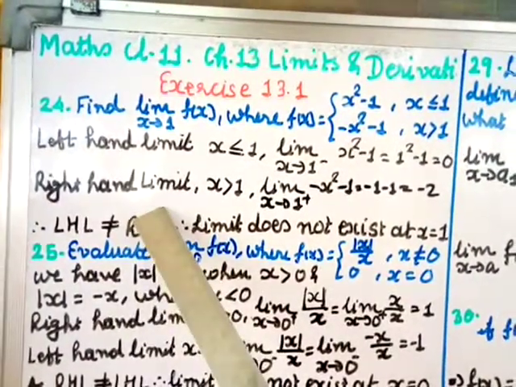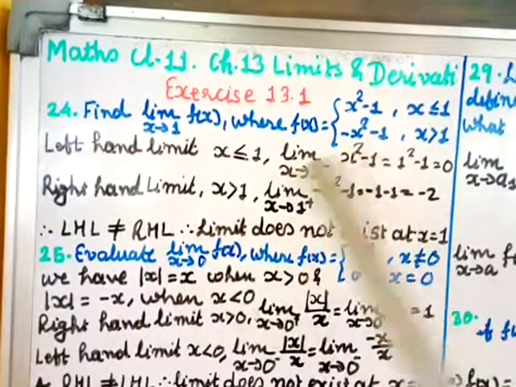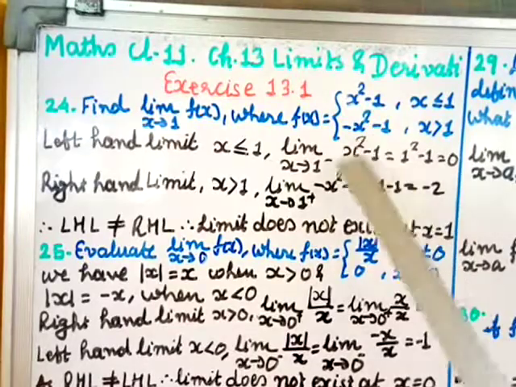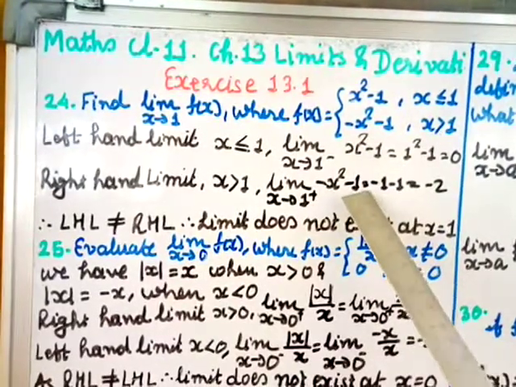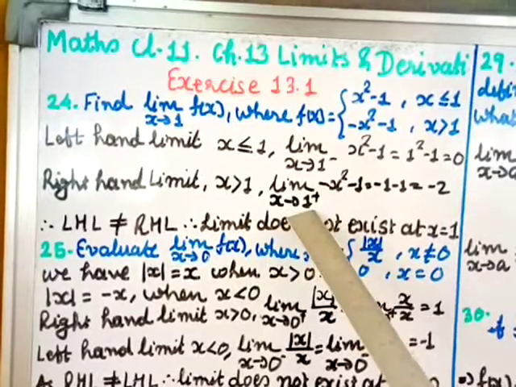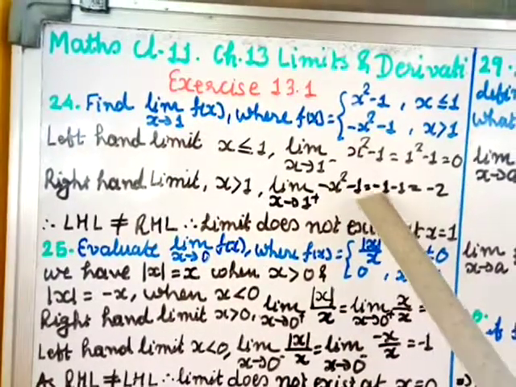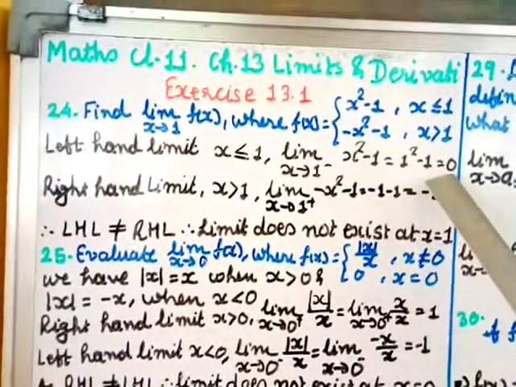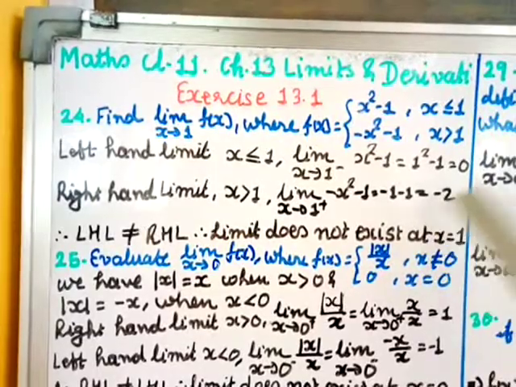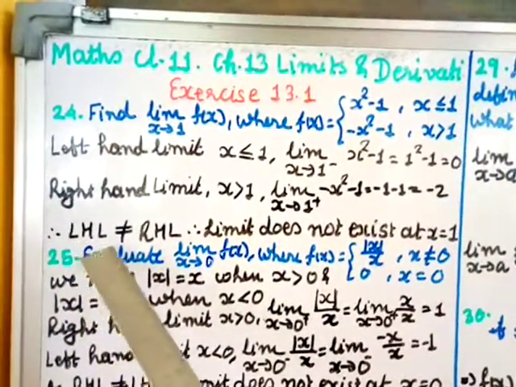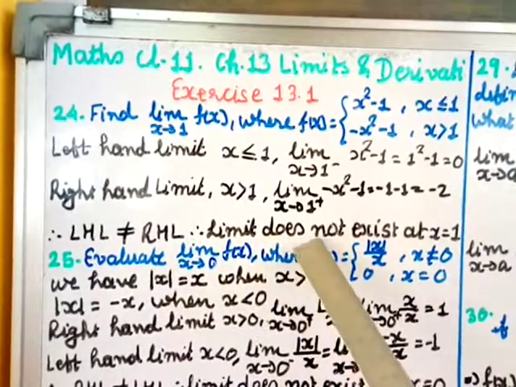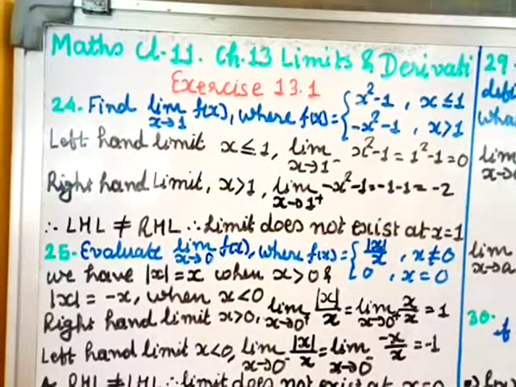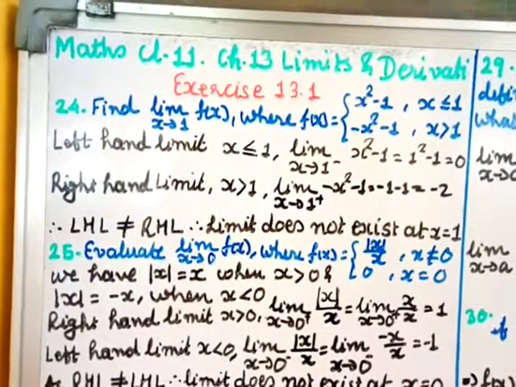Now for the right hand limit, that is x greater than 1, we'll use this function. So limit x tends to 1 plus, minus x square minus 1, equal to, instead of x put 1. So minus 1 square is minus 1, and minus 1 equals minus 2. Now here the left hand limit is 0 and right hand limit is minus 2, that means they are not the same. So left hand limit is not equal to right hand limit, therefore limit does not exist at x equal to 1. If these two answers are the same, then we say that limit exists, otherwise it does not exist.